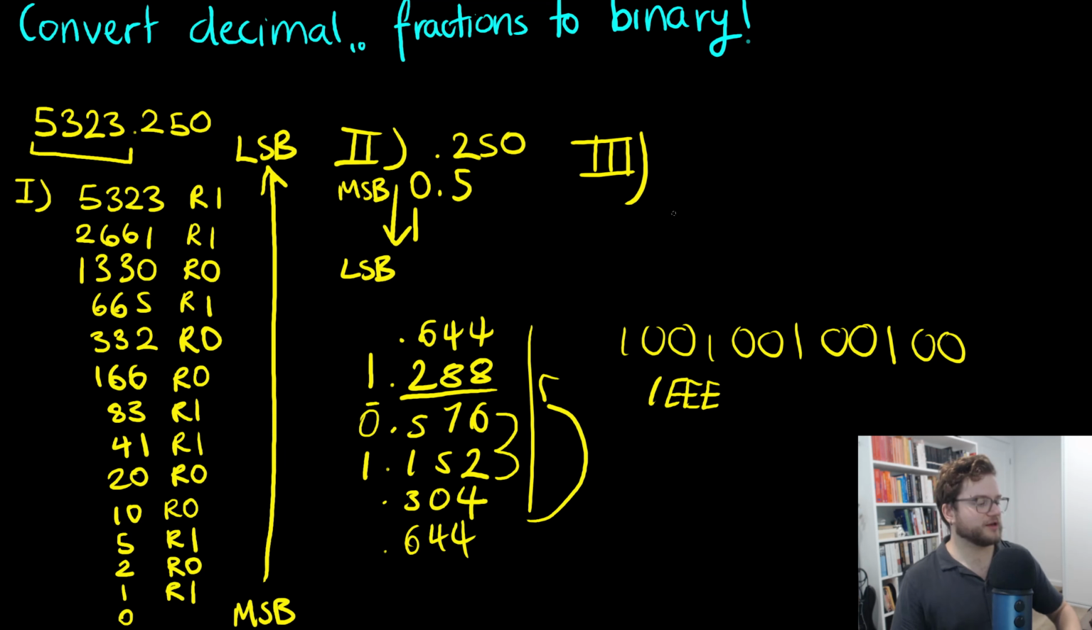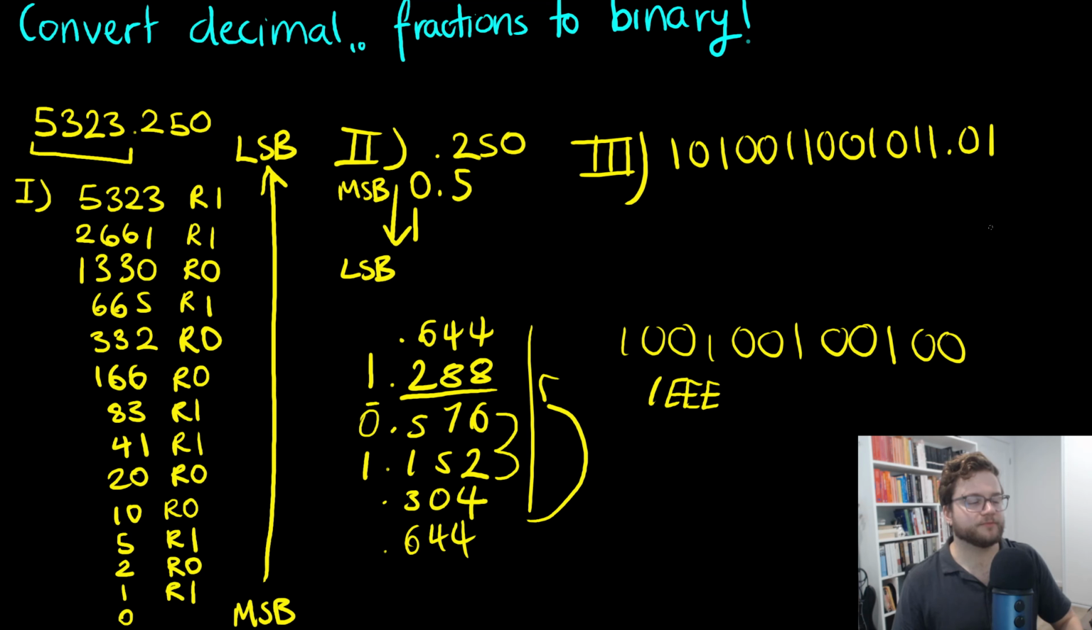Most significant bit here, 1, 0, 1, 0, 0, 1, 1, 0, 0, 1, 0, 1, 1, 0.01. And this is in base 2. So this is the result.